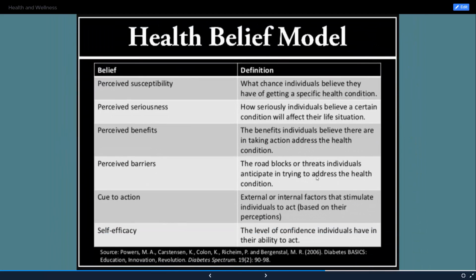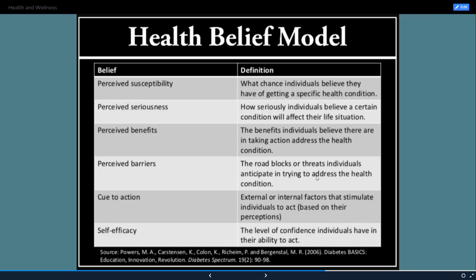So let's look at the next one, and we can look at this a little greater. I put this in here. Like I said, does the individual believe they have a chance of getting the condition? What chance do they have of getting it? Maybe they think about their family that never got sick from smoking. Then how serious individuals believe a certain condition will affect their life situation. Maybe they had someone in their family get lung cancer and they survived, and they think, even if I get it, I'll be the same, right?